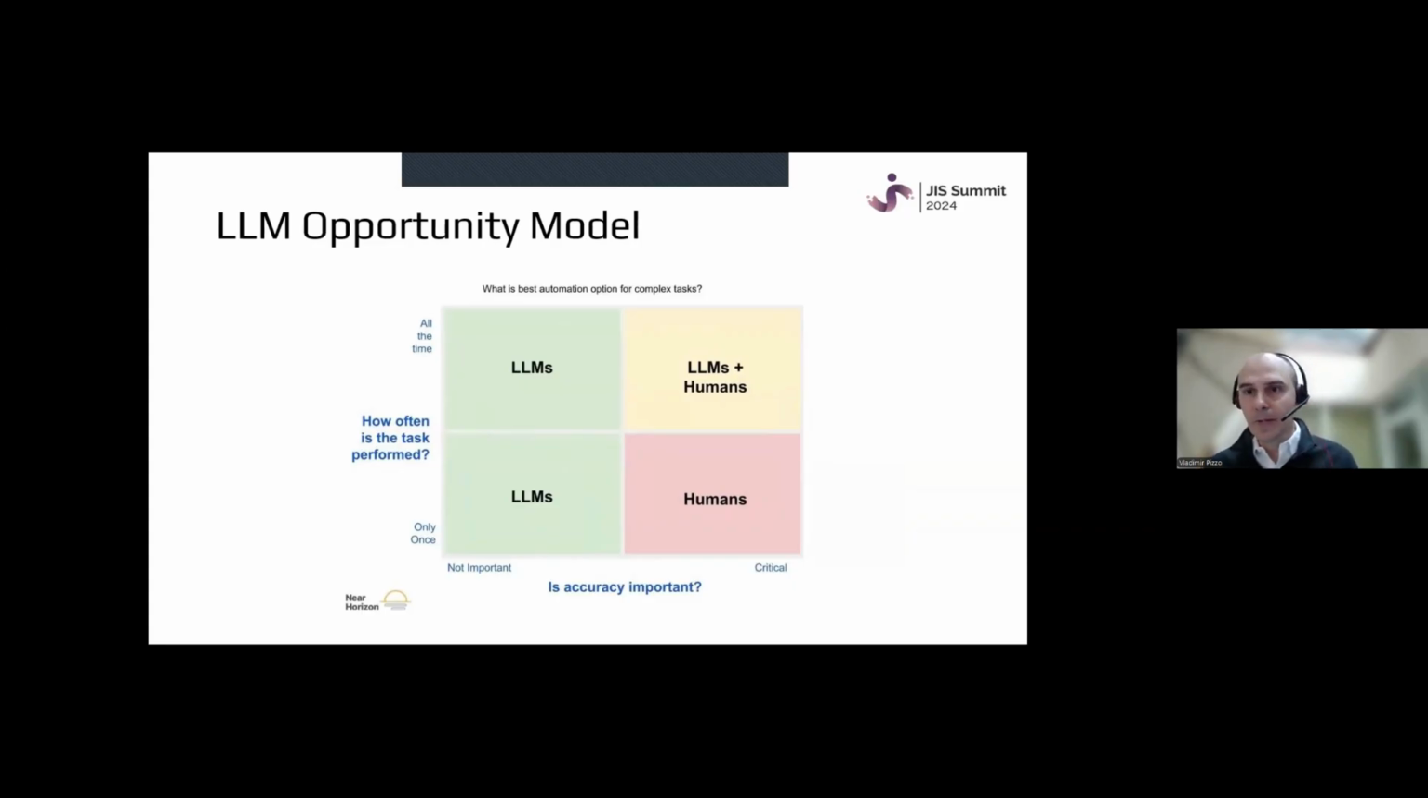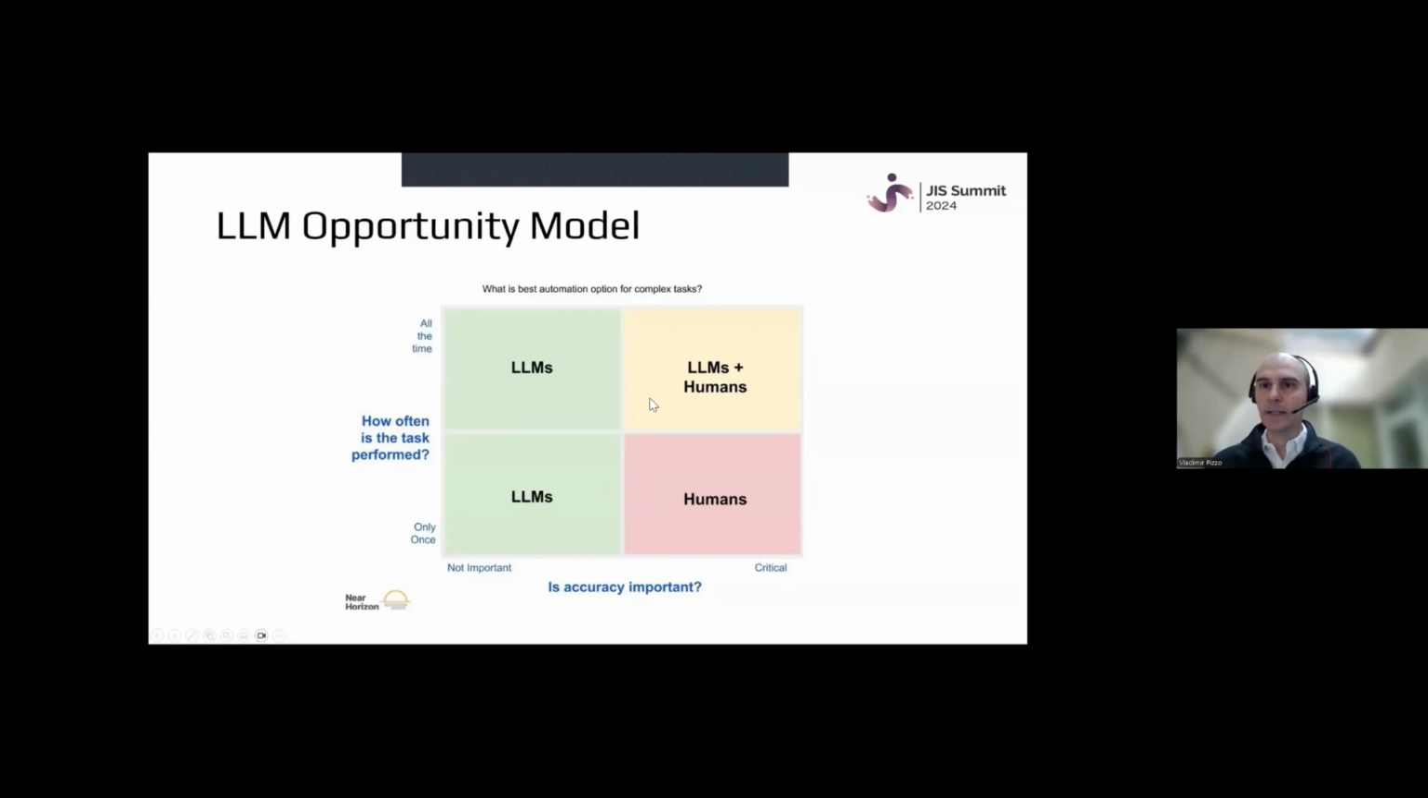There are some models here and there, frameworks suggesting that. I like this one, for instance. With this approach, you compare how often the task is performed, and whether accuracy is important. When we are trying to address needs and solve problems that are not important, even though they are performed frequently, rely on LLMs. Quality is not a real problem. If there are tasks that are critical and they're happening all the time, yes, use LLMs to support you.